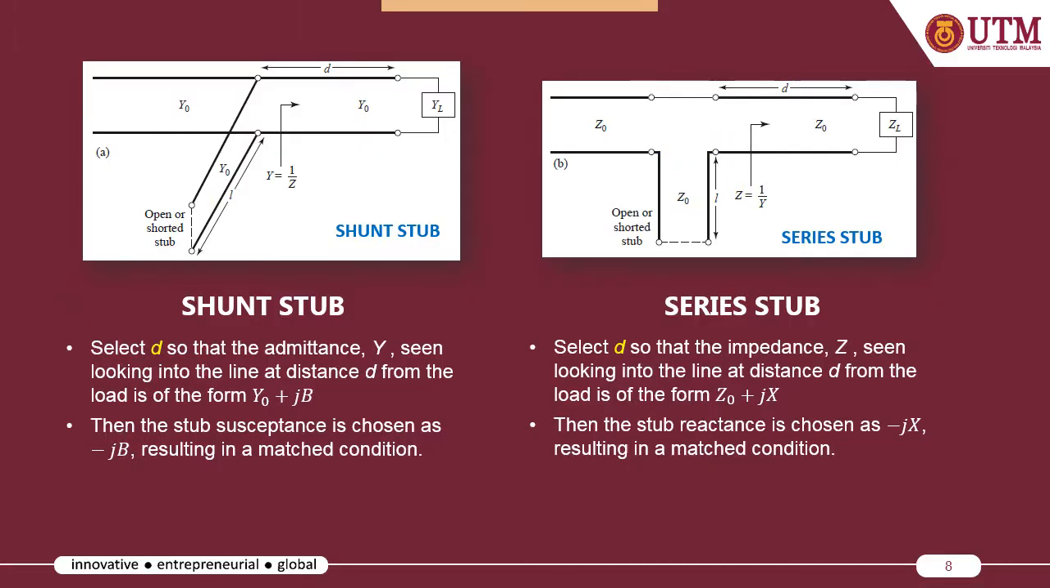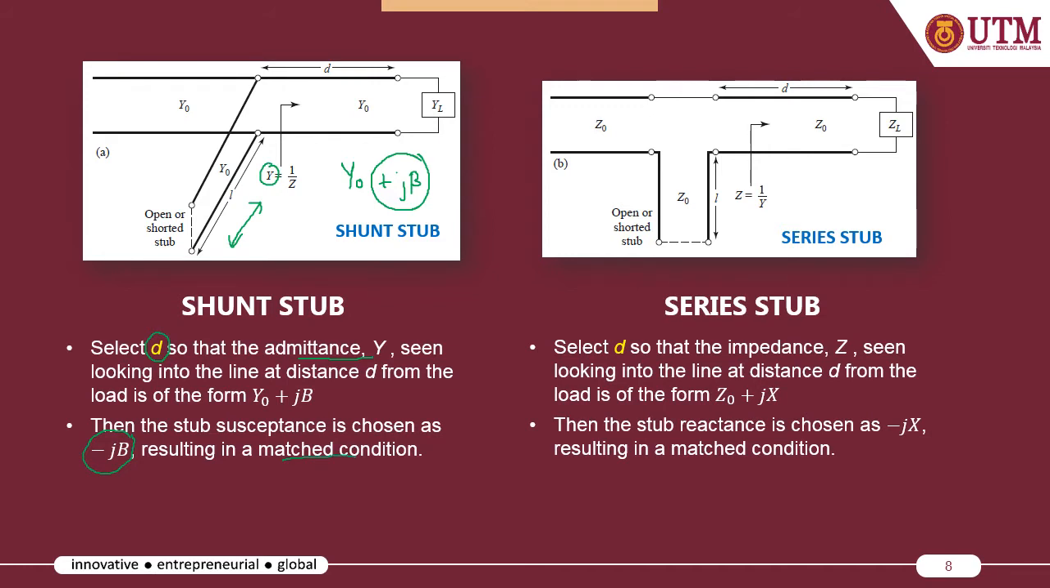Okay, more details on the shunt and series stub. For the shunt stub, the distance from the stub position to the load is chosen so that the admittance Y seen looking into the line at distance D from the load is in the form of Y0 plus jB. Then the stub susceptance is chosen to be negative jB so that we can cancel it, resulting in a match condition.